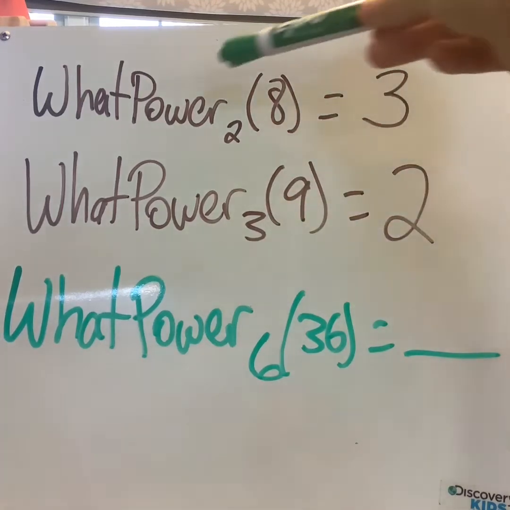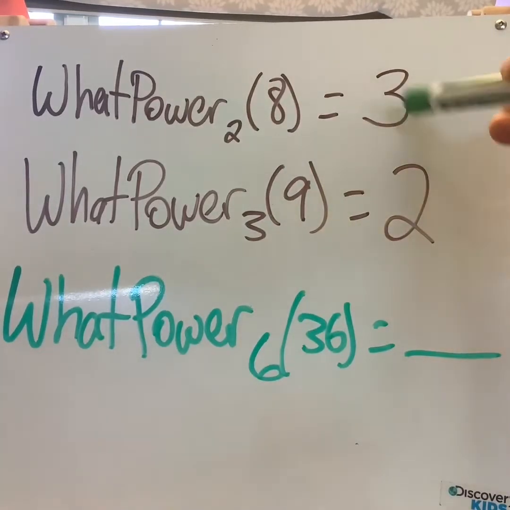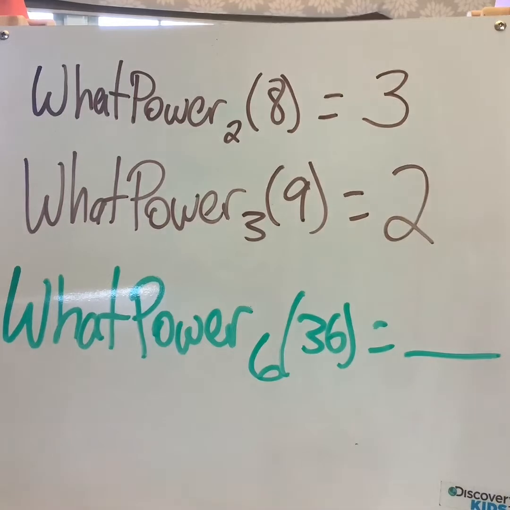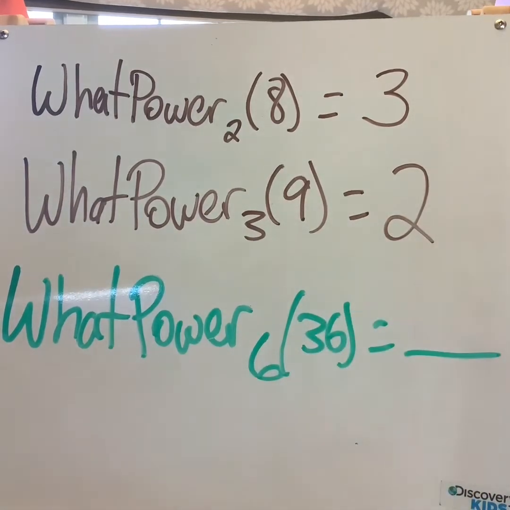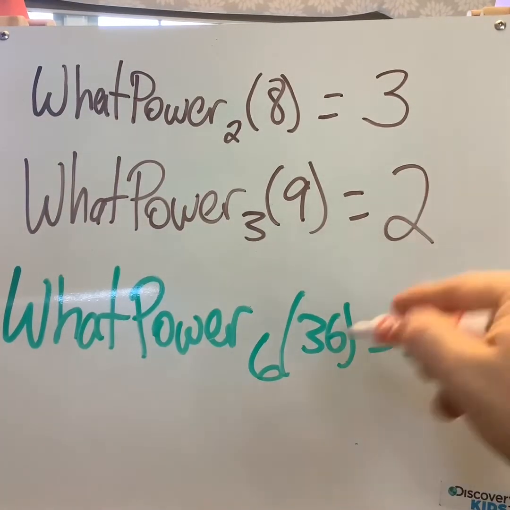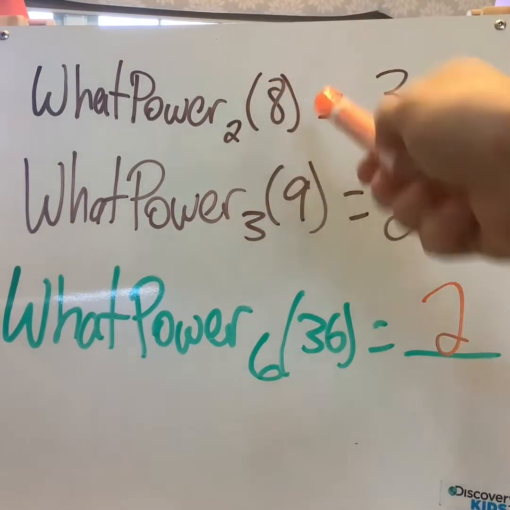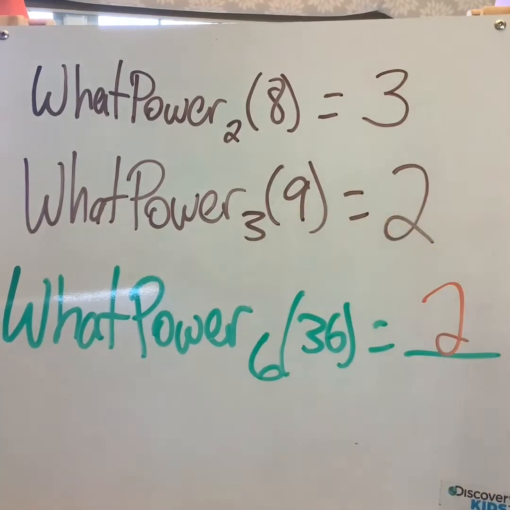So we're saying what power of 2 is 8? And that's 3. What power of 3 is 9? And that's 2. Well, what power of 6 is 36? And that answer is going to be 2, because 6 squared is 36. Okay, so 2 to the third power is 8, 3 squared is 9, 6 squared is 36.